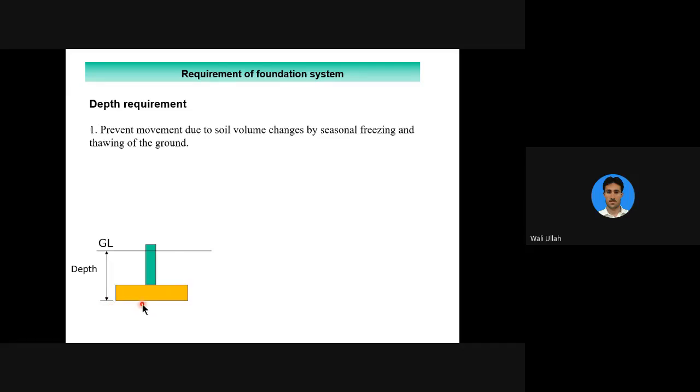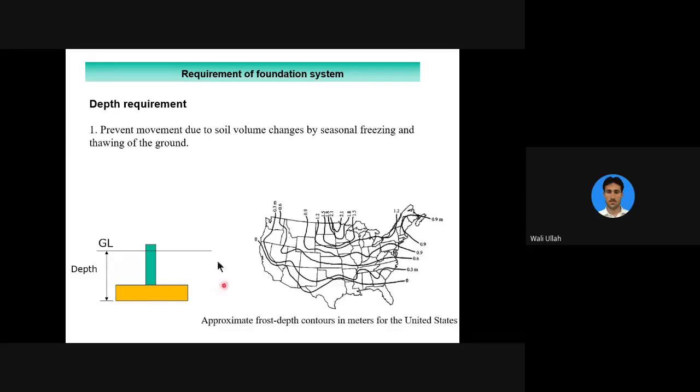This is a map of United States where different contours are drawn. These are the minimum depth requirements, depends upon the frost depth. Further to the north, there is a freezing temperature, so the depth requirement is very high. This is the least.